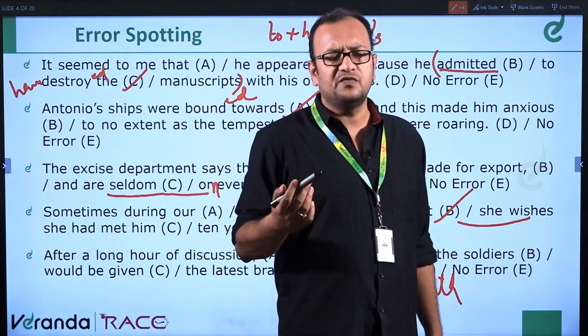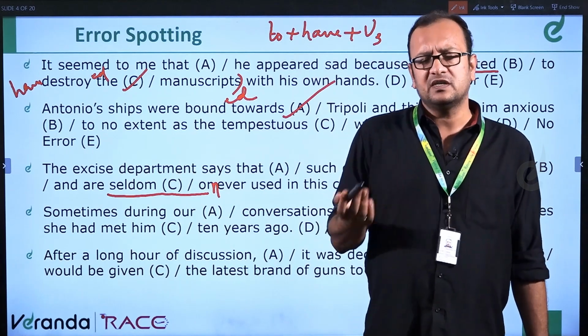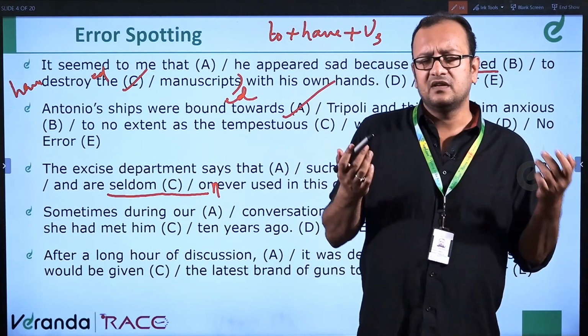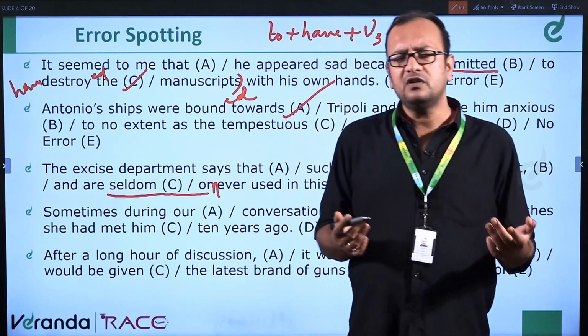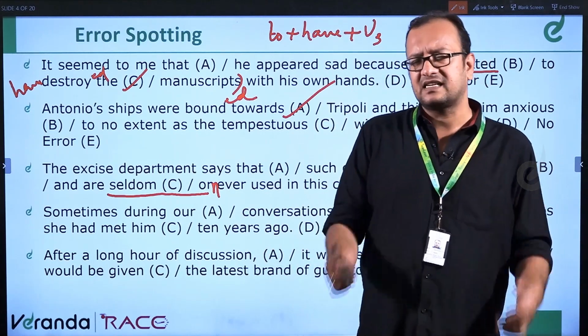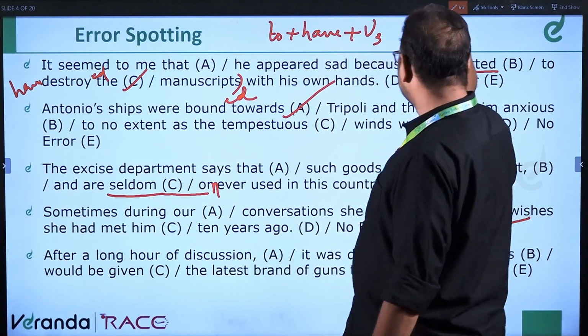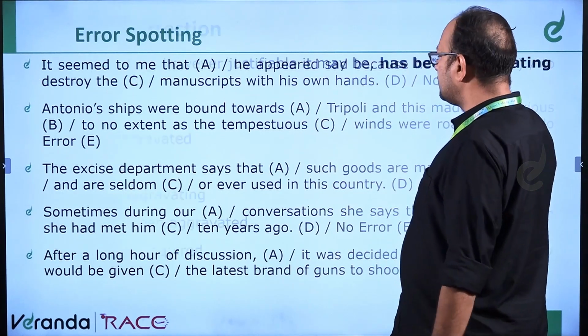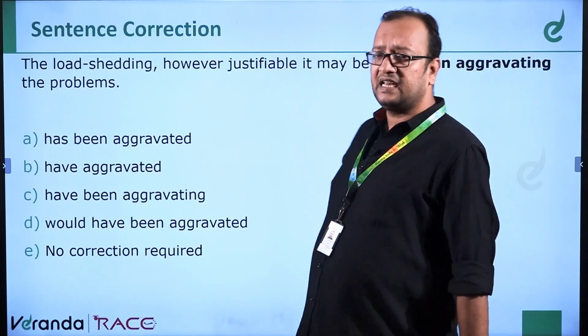For any instrument we use with to be given to others or used by yourself, it should be like, I want a pen to write with. That's the correct answer. Clear? So we have discussed 8 questions on error spotting. Now let's move to sentence correction.